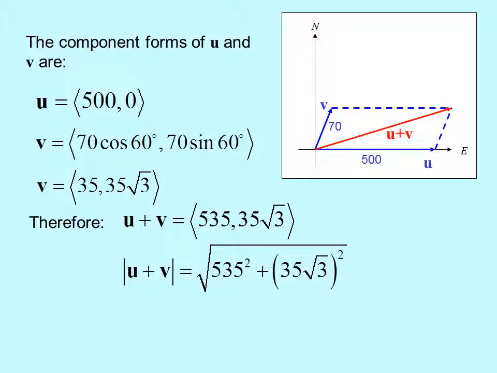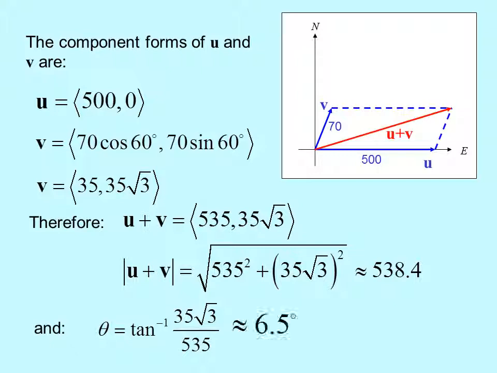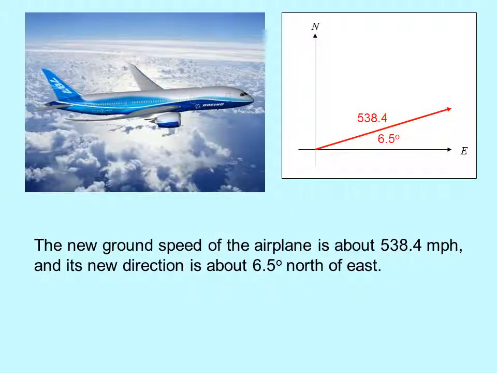The magnitude of u plus v is the square root of 535 squared plus (35 radical 3) squared, or approximately 538.4. And theta equals the inverse tangent of 35 radical 3 over 535, which is approximately 6.5 degrees. The new ground speed of the airplane is about 538.4 miles per hour, and its new direction is about 6.5 degrees north of east.